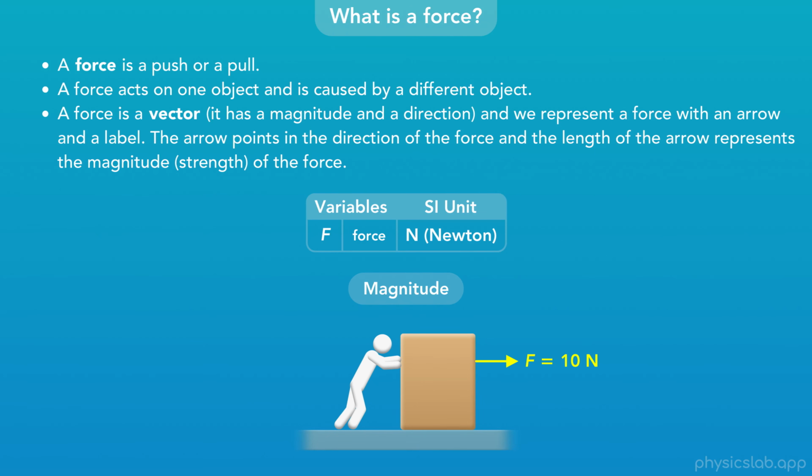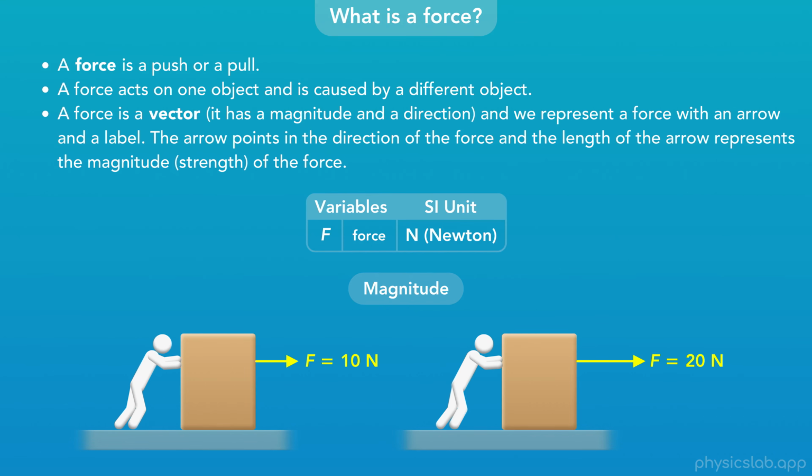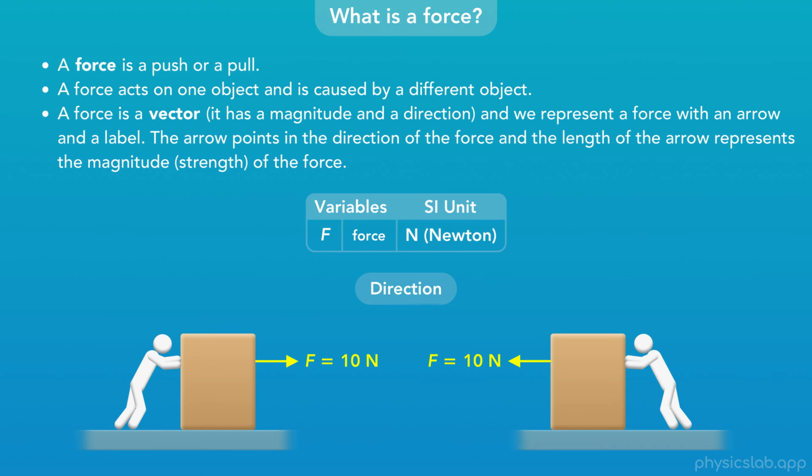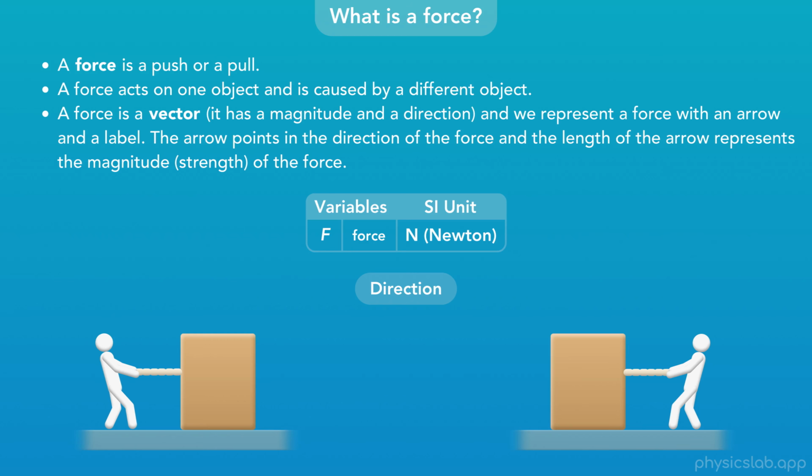And remember, the length of the vector represents the magnitude of the force. So if the person pushed twice as hard with 20 newtons of force, the force vector would be twice as long. And the vector points in the direction of the force. So if the person was pushing the box to the left, we would draw the force vector pointing to the left. And what if the person was pulling on the box? If they're pulling to the left, then the force vector points to the left. And if they're pulling to the right, the force vector points to the right. It doesn't matter if a force is a push or a pull, the vector always points in the direction of the force.